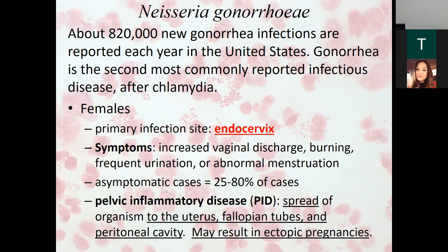But look at this. Asymptomatic cases in females, 25 to up to 80% of the cases could be asymptomatic. And then we could have pelvic inflammatory disease. And this is where the gonorrhea spreads out. It affects the uterus, the fallopian tubes, the peritoneal cavity, and may result in an ectopic pregnancy. PID with Neisseria gonorrhea.